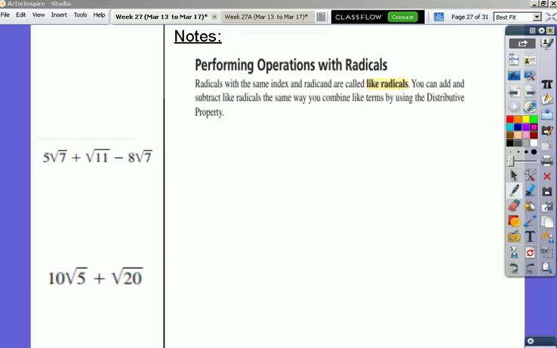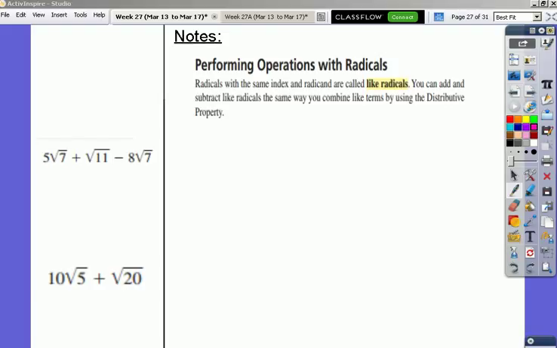Okay. This says, performing operations with radicals. Radicals with the same index and radicand are called like radicals. Just like terms. You can add and subtract like radicals the same way you combine like terms by using the distributive property. All this means is, unless they have the same index and radicand, you can't add them.